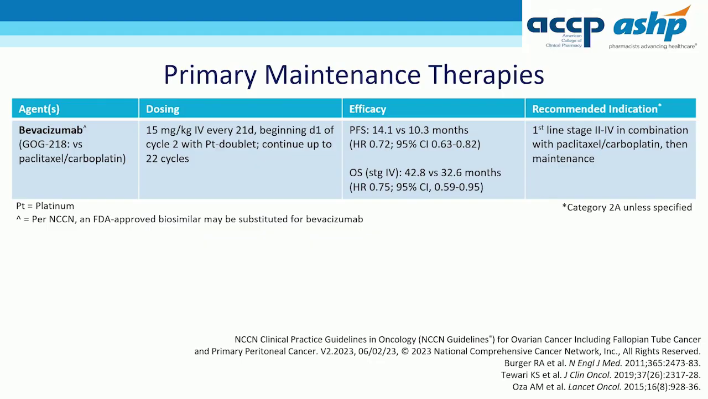And so some of the data behind this. So bevacizumab in GOG 218 is dosing using the 15 milligrams per kilogram dose. And what we see here is a modest progression-free survival benefit. And then when they did the overall survival benefit for all comers, there actually was not an overall survival benefit. So they did a subgroup analysis and found that patients with stage 4 disease are the ones that really seem to benefit from the addition of bevacizumab. And so this is oftentimes why centers do reserve it for more of those high stage patients.